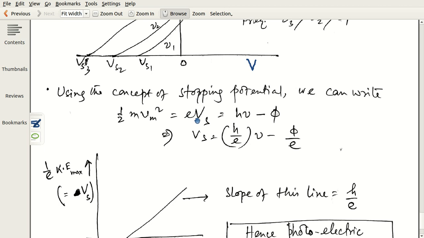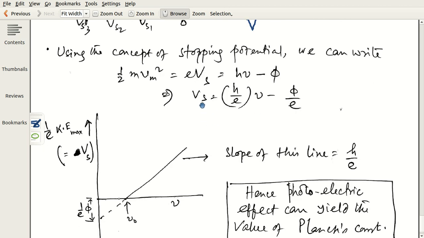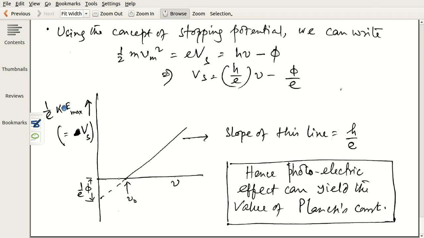So half mv square equals e into Vs, where Vs is the stopping potential, and now equate it to Einstein's equation, and you see that Vs you can write as h by e into nu minus phi by e, so this will be Vs equals 1 by e into half mv square, that is 1 by e into kinetic energy. You plot stopping potential along the y-axis and frequency along the x-axis, and then you get a straight line. You get y equal to m into x plus c.